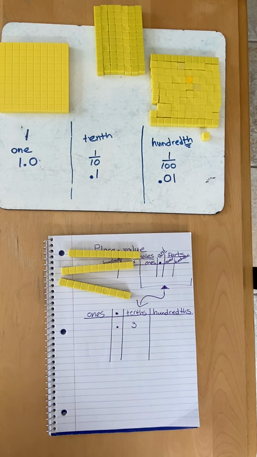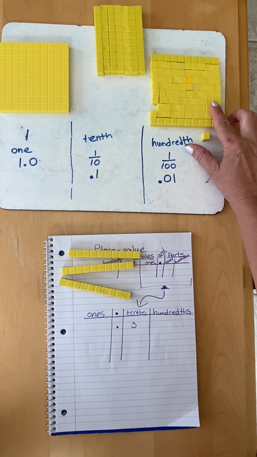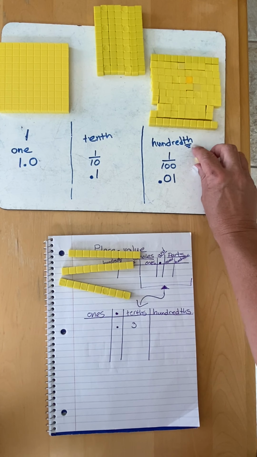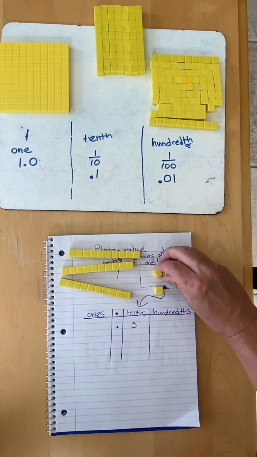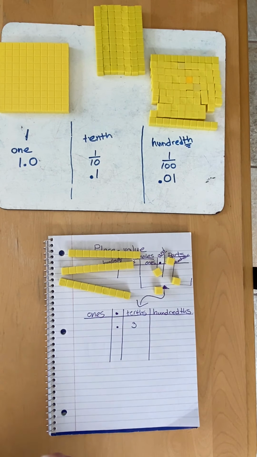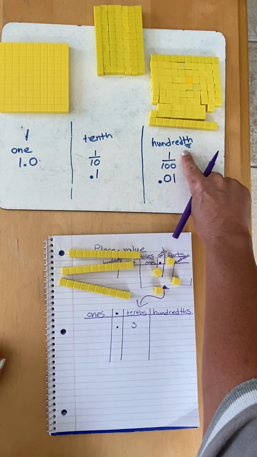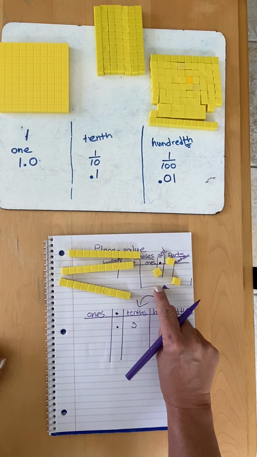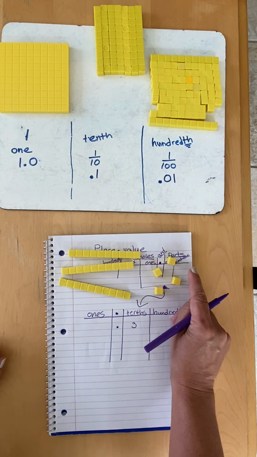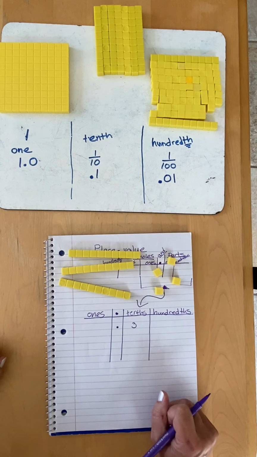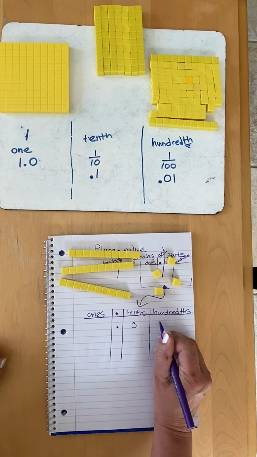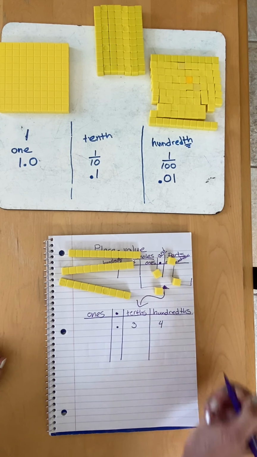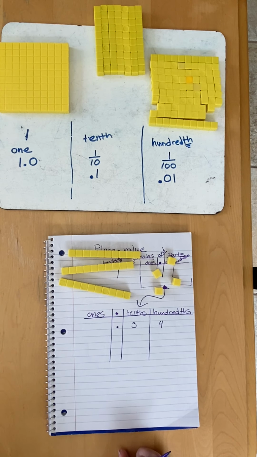Now, let's continue to build a number. So let's say we didn't stop there, but I have 1, 2, 3, 4. What are these? These are hundredths, because each one of these, it takes 100 of them to make my whole. So I have 4 hundredths. So I put this into my hundredths place.